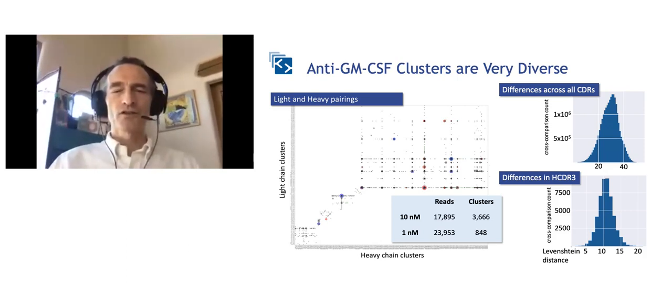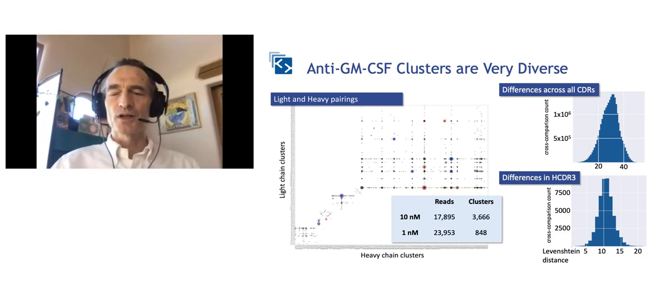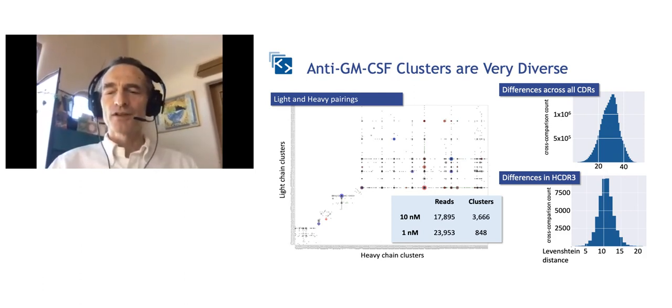So this just shows how diverse the clusters that we're pulling out are. This is a selection against GM-CSF. You can see, looking at about 20,000 reads for a selection carried out at either 1 or 10 nanomolar, we're getting approximately 1,000 clusters for the 1 nanomolar selection and 3,500 for the 10 nanomolar selection. The question is how much do clusters differ one from another? On the right-hand side, we have the differences in HCDR3 as measured by Levenshtein distance. What you can see is that the average difference between two clusters is 10 to 11 amino acids. So that's a big deal.